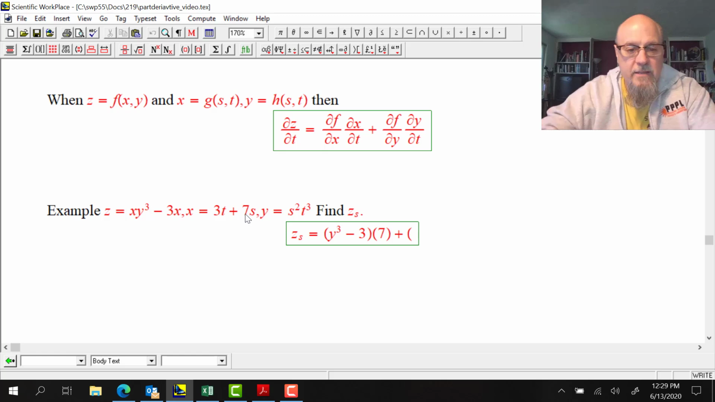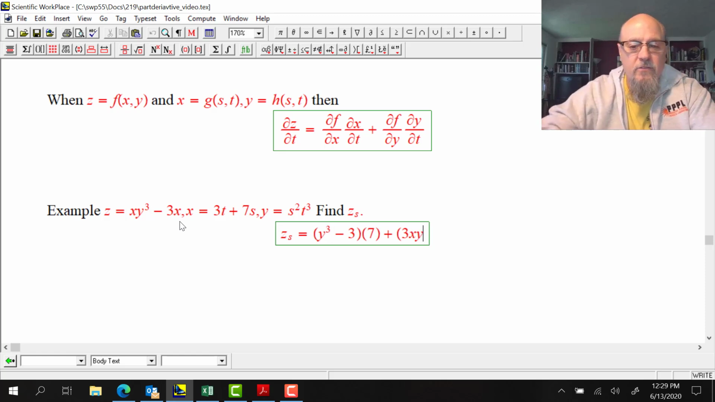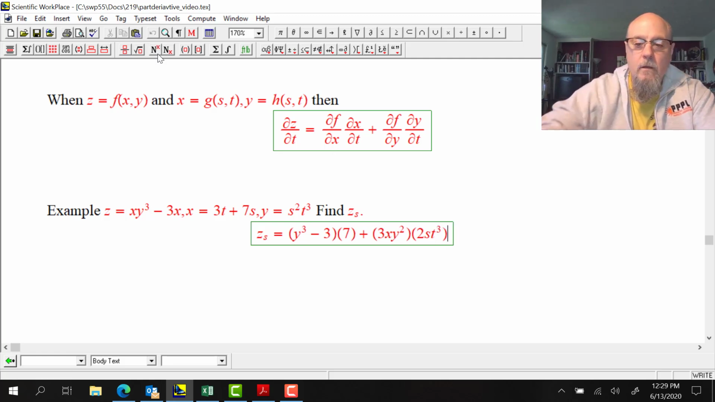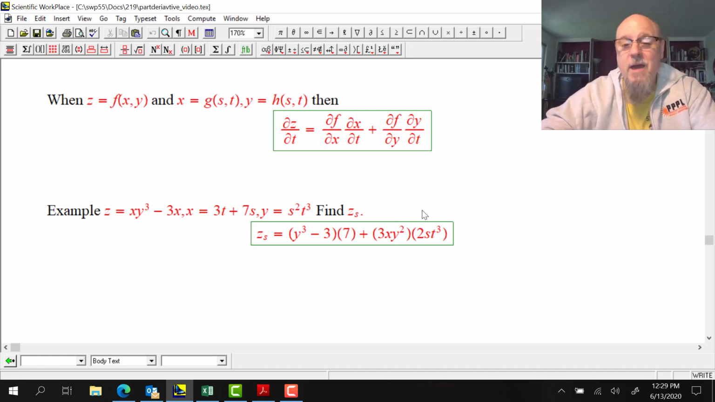Plus, I need the function with respect to y now. So 3x y squared minus 0, multiplied by the derivative of y with respect to s. So that's going to be 2s t cubed. Done. So actually that's not too bad, right? I think that's easier. And we don't have to build that z of s and t function, which requires a ton of algebra.